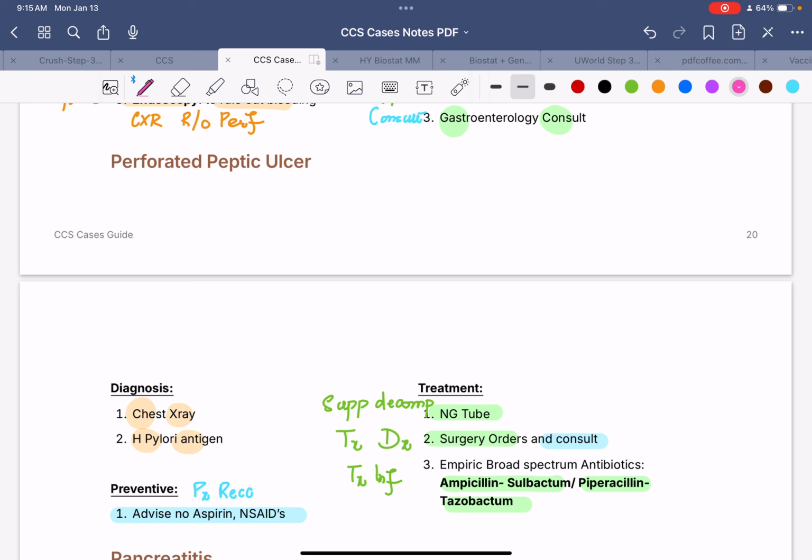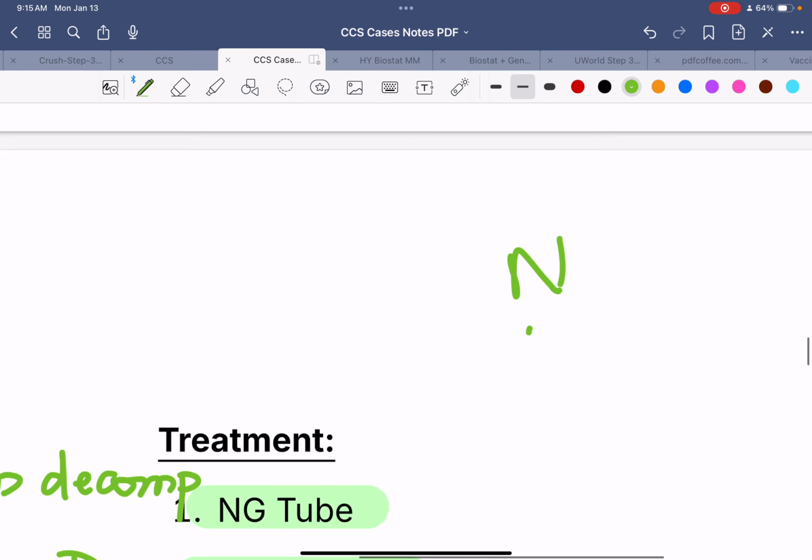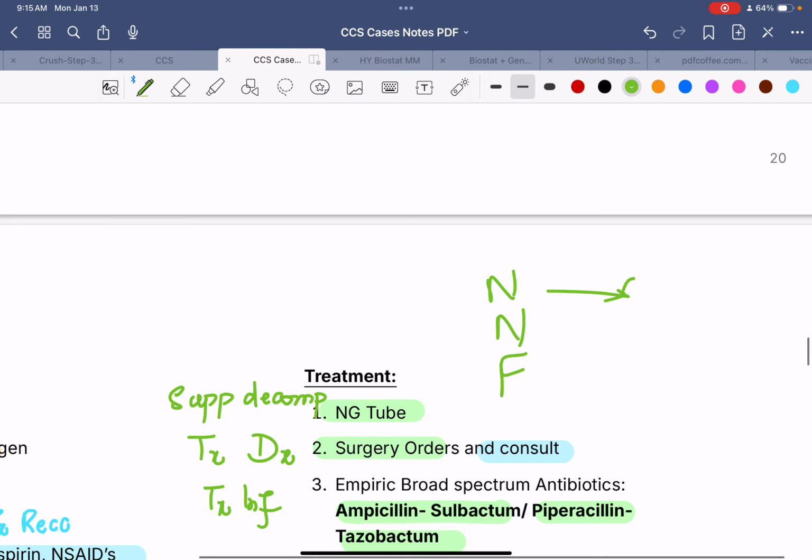orders, and that would be, of course, make the patient NPO and decompress with an NG tube along with giving IV fluids, right? So there is a small mnemonic that I have made for whenever we have an acute abdomen that requires surgical treatment: we are going to make the patient NPO, we are going to insert an NG tube. Of course, there will be exceptions, which we will discuss, where we are not going to insert an NG tube, right?